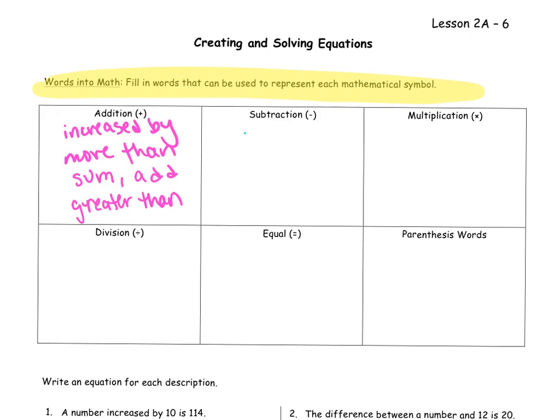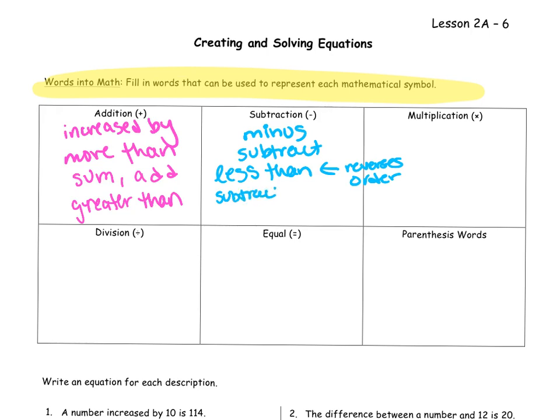For subtraction, we always have minus. Of course, you'll see the word subtract. We have less than, which, careful with less than, it reverses the order. I'm going to write that: reverses order. We're going to see subtracted from, which, remember, from comes first. And another one that you could see is the word difference. And again, if you think of any others, let me know.